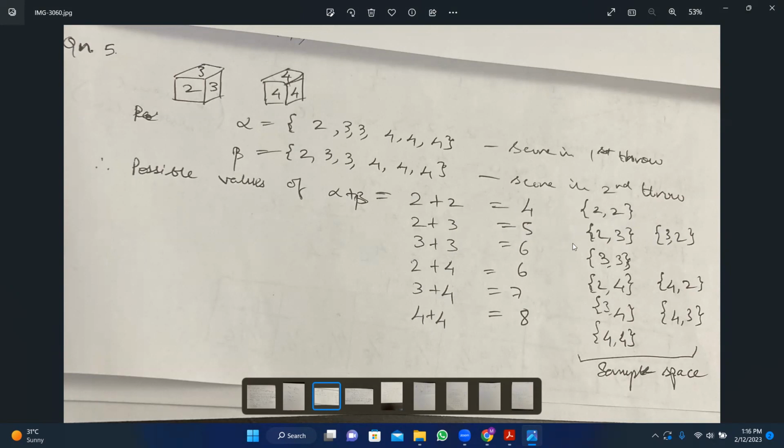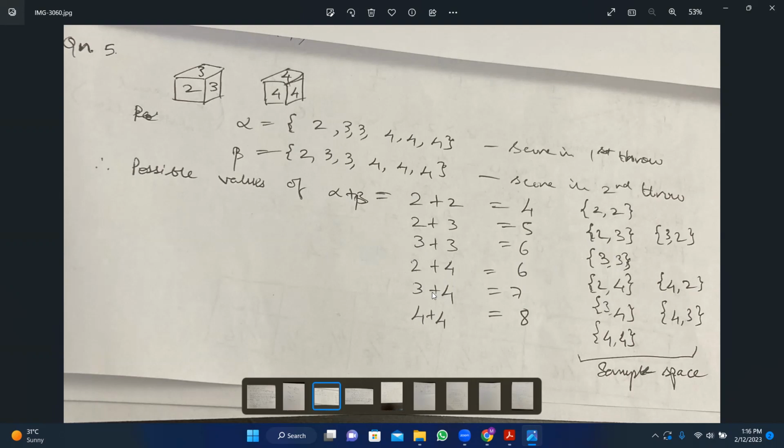Now for the third set, it is 3 plus 3 equal to 6. So it is only one possibility, that the first row gives us 3, the second row gives 3. Then the next value is 2 plus 4 equal to 6. Again, 6 is the random variable that we are getting. So 6 can be 2 comma 4 or 4 comma 2.